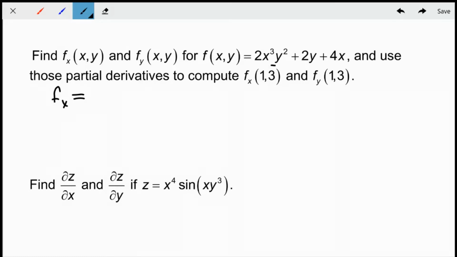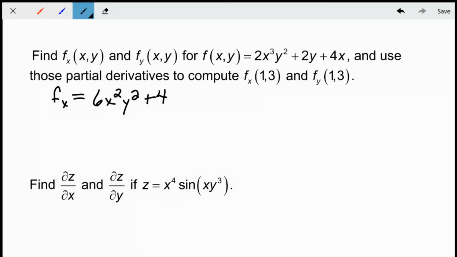So for this first term, really, it's like 2y squared x cubed, right? The only rule that I need to use is the power rule for the x cubed term. So I'm going to get 6x squared y squared. And then this 2y, well, that's like having the derivative of a constant. That just becomes 0. And then the derivative of 4x is just 4. So there's my x partial derivative.